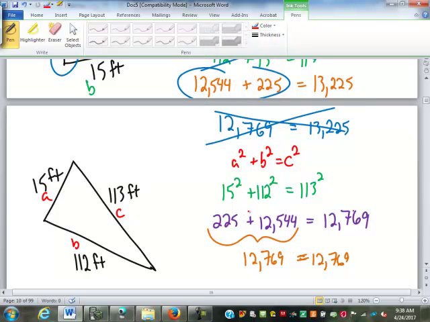It is a right triangle, and where does the right angle have to be? Perfect, right there, between A and B, between the two smaller sides. The two smaller sides have to be the legs, they must form the right angle. Any questions?